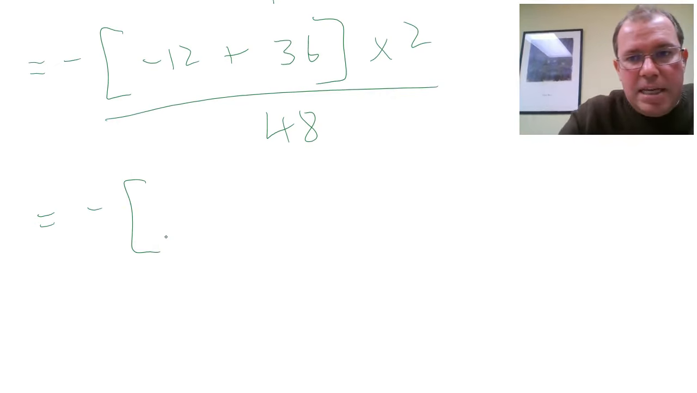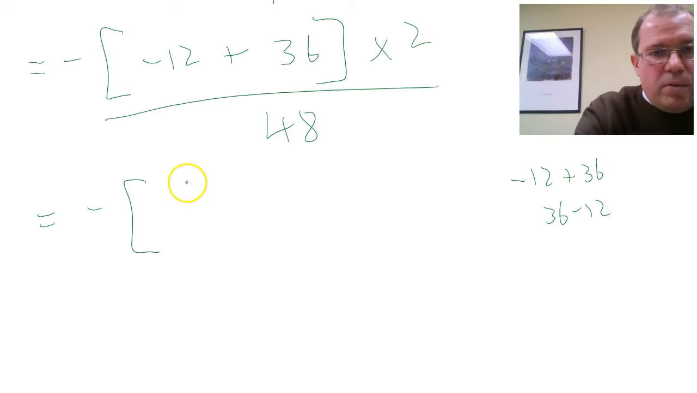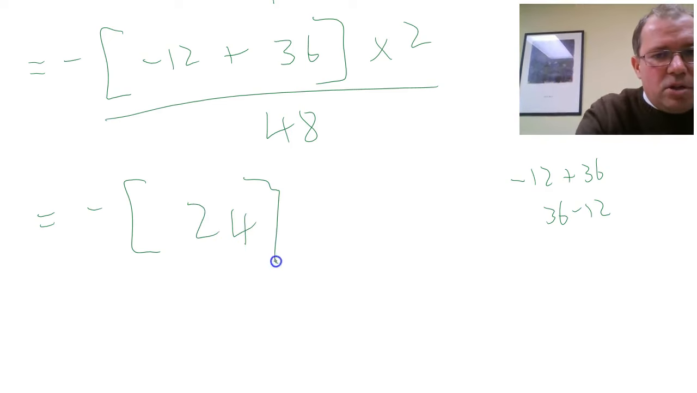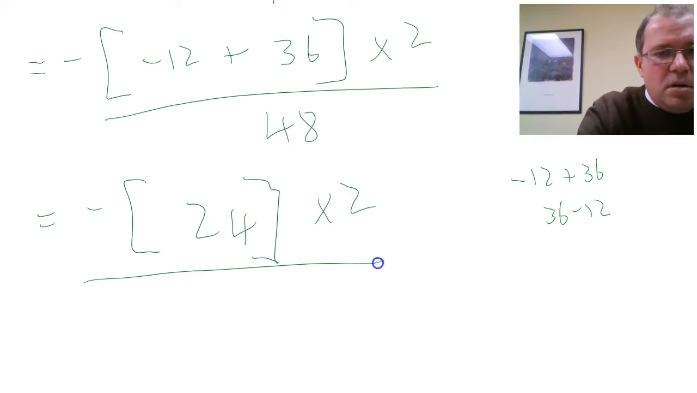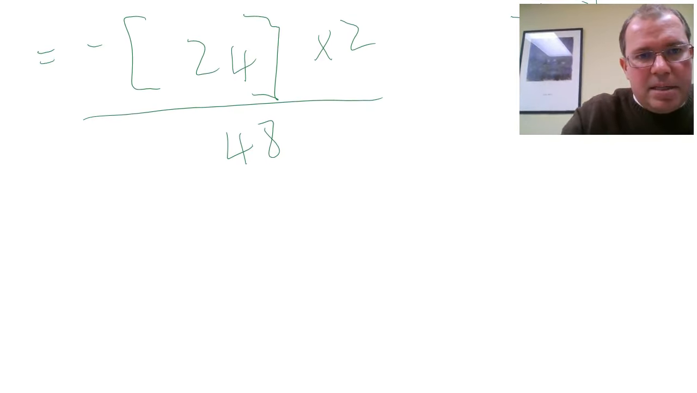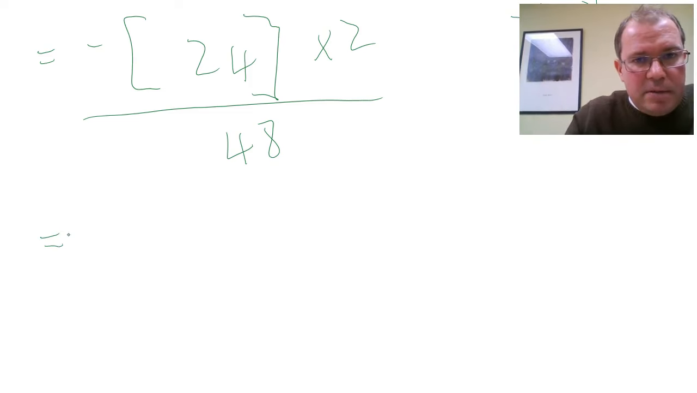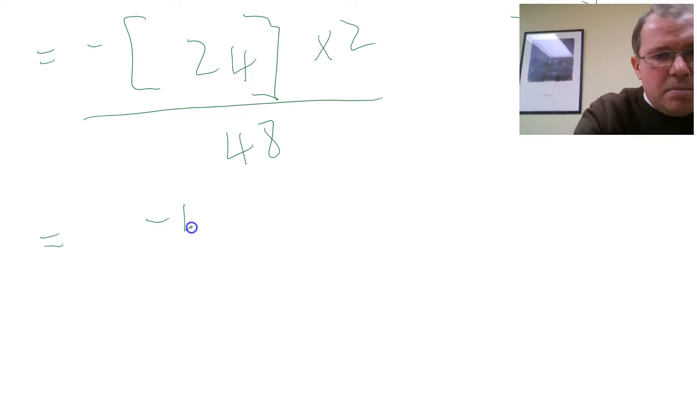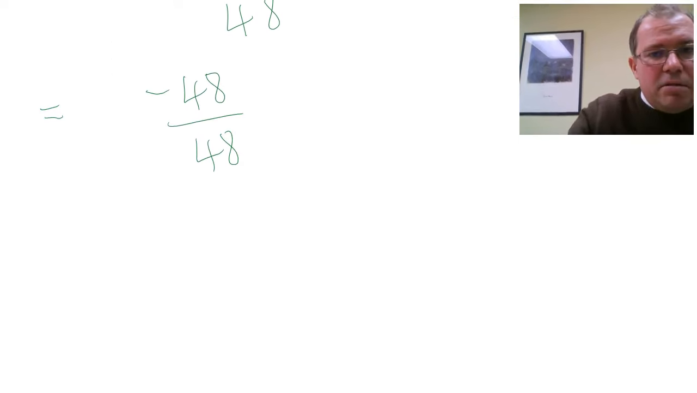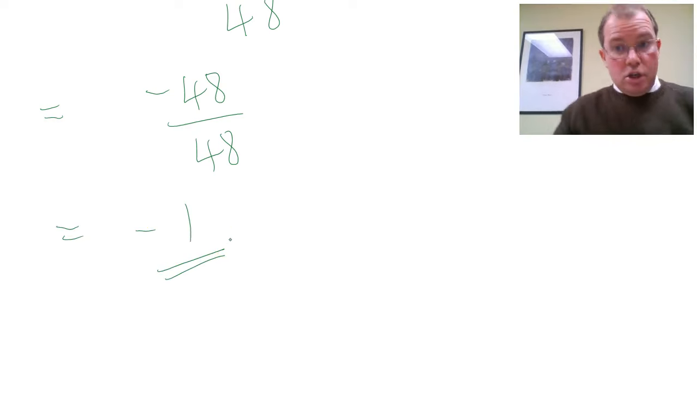Minus 12 add 36. Well, I always like to do that by doing 36 minus 12. And 36 minus 12 is 24. So I've got 24 on top, times by 2 over 48. It's getting nicer now, isn't it? By this, every line, you're just taking it nice and slow. Now, negative 24 times 2 on the top is minus 48 divided by positive 48, giving me a really beautiful answer of negative 1.